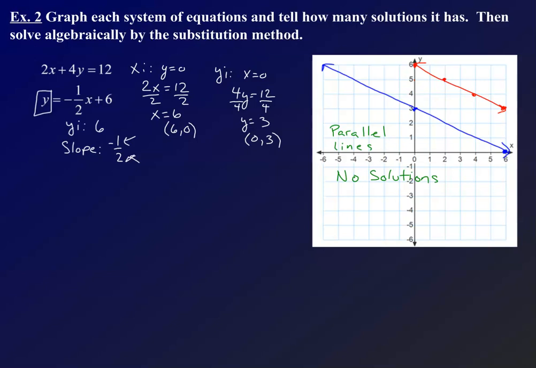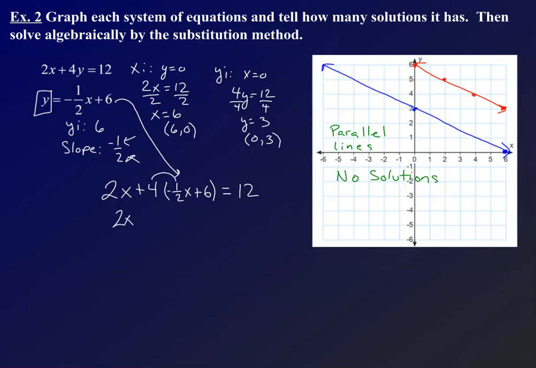Now we're still going to solve this algebraically, and so we're going to use substitution. Since we already have y equals, we're going to rewrite the first equation. We have 2x plus 4, and instead of y we're going to put parentheses. Then inside the parentheses we're going to write the expression from the second equation, -1/2 x plus 6.